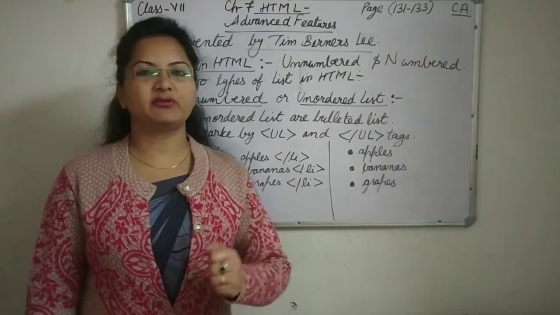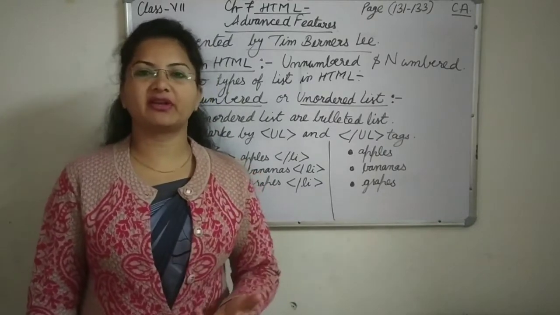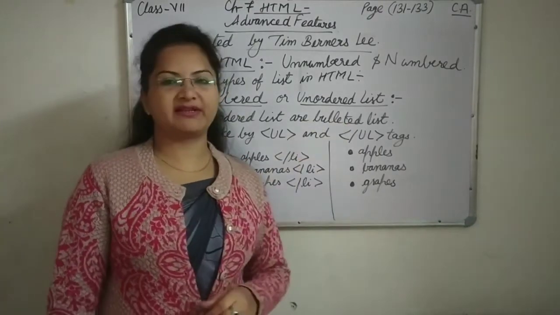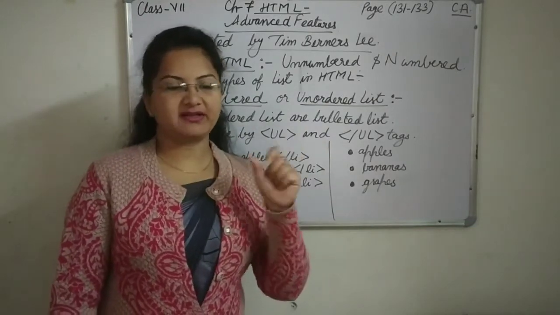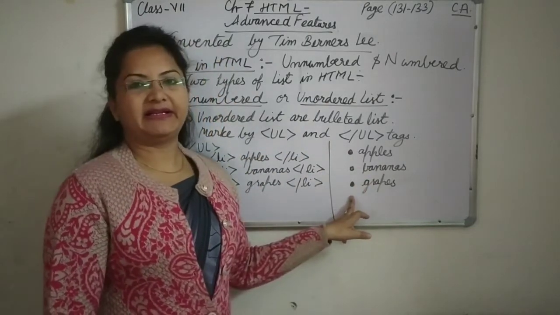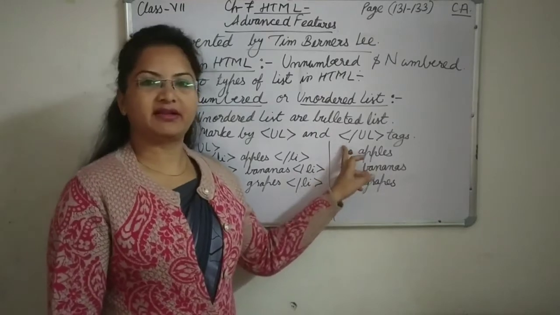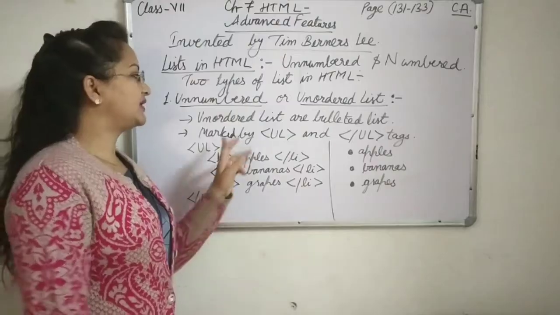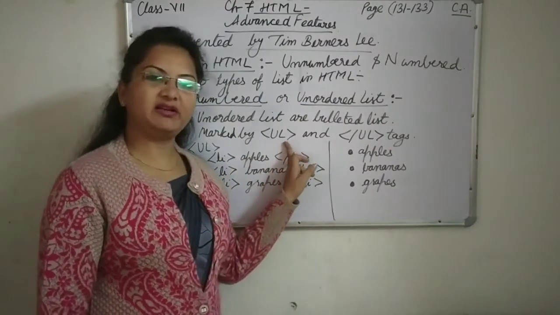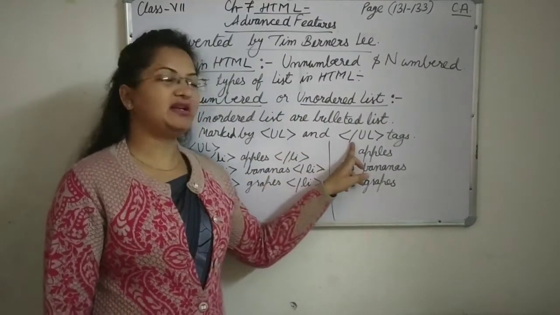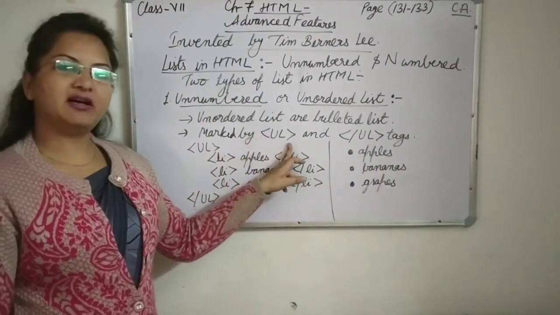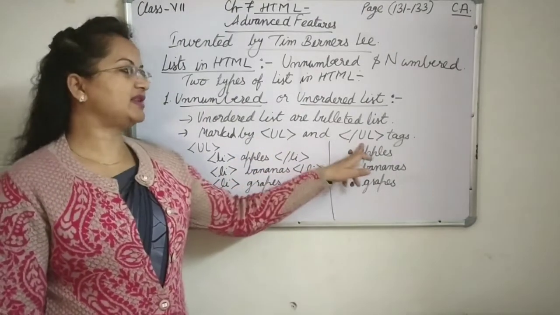If you are not able to mention the number, if you are not able to give the order to the list, that means we can use bullets in it. There can be disk in front of the list, there can be circle, there can be square, etc. So those are bullets. It is marked by UL opening tag and UL closing tag. Okay, so UL means unordered list. This is opening tag and this is closing tag.